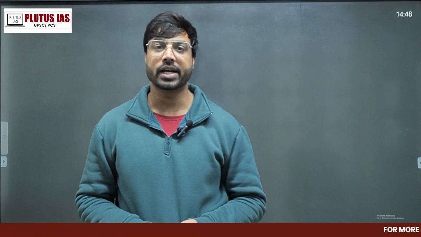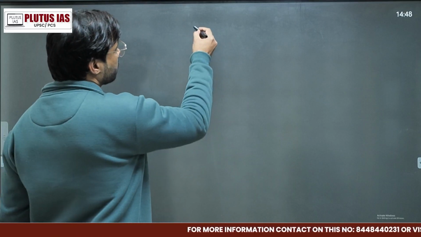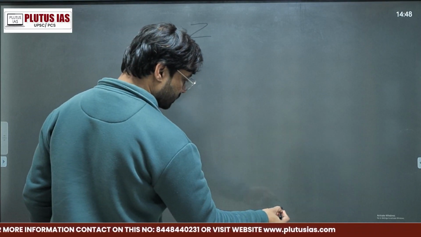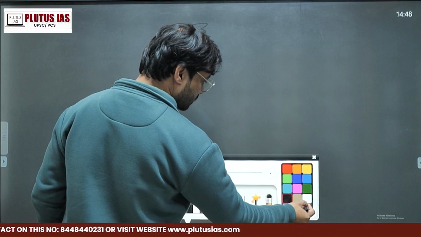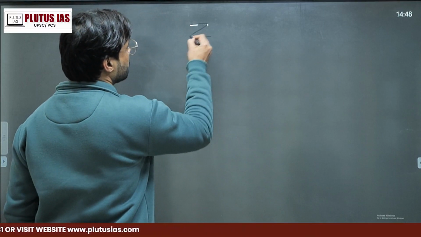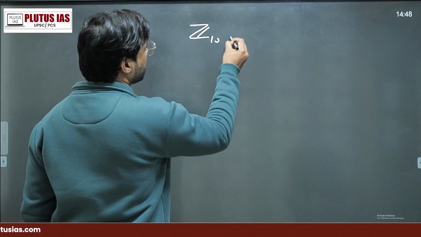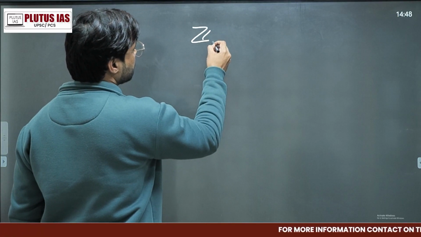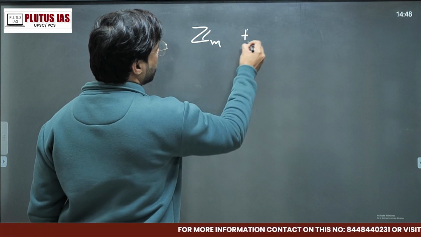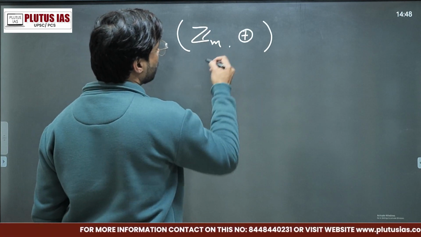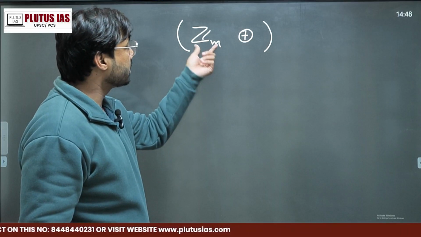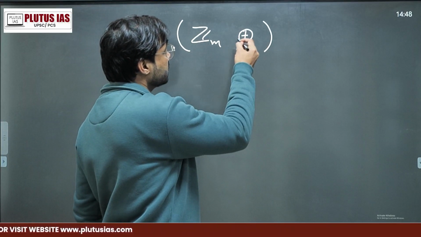Today we will discuss the number of subgroups of the residue classes modulo M with the addition operation. First we will see which group we are talking about. That is called the residue classes with the addition. We know that this is an abelian group, an abelian group with the addition in residue classes.